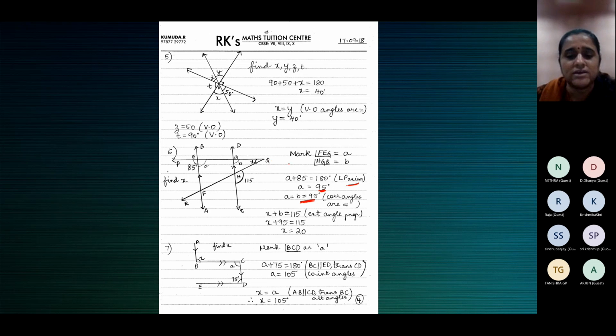Now we find X using the exterior angle property in a triangle. This is the exterior angle. This is the triangle.